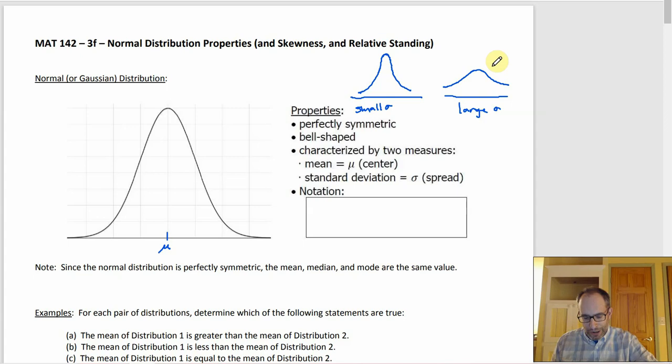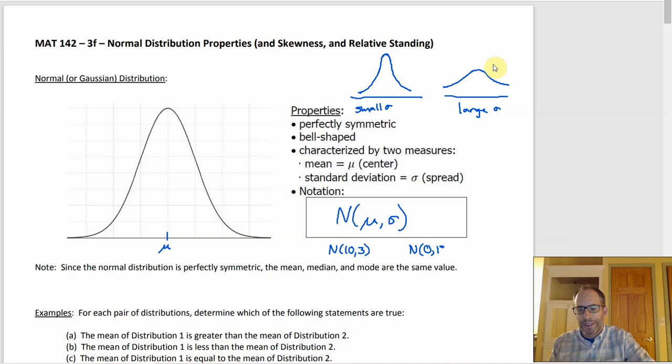And the notation, which I left a box for, even though this part really isn't that exciting, usually looks like this, where you have N for normal, and then you specify the values of mu and sigma. So a normal distribution with a mean of 10 and a standard deviation of 3 would look like that, if you were going to write it in shorthand. Or a mean of 0 with a standard deviation of 18, you'd write like that. So that's all that is, but you do see that notation a lot.